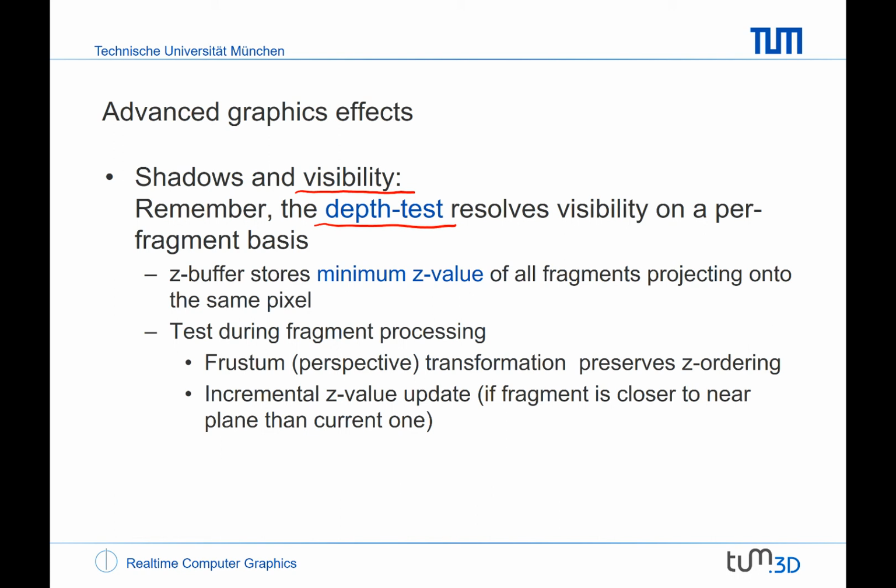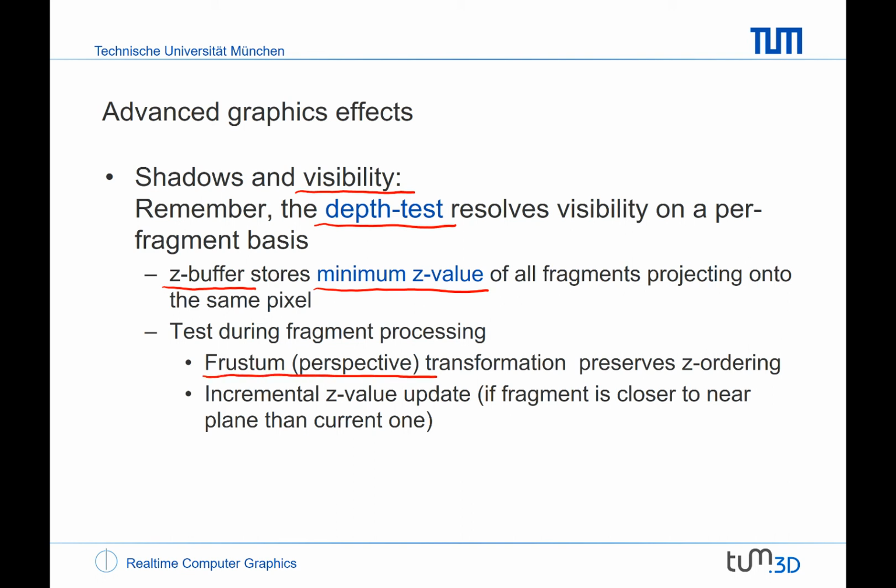And in order to perform the depth test, we have introduced the Z buffer, a buffer which has the same size as the color buffer and just stores the minimum so-called Z values or depth values of all fragments projecting onto the same pixel. During fragment processing, after the fragment shader stage, the fragment's depth values are tested by comparing them to the value that is stored at the corresponding pixel location in the Z buffer.